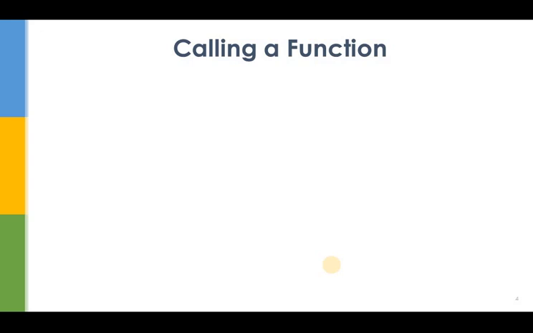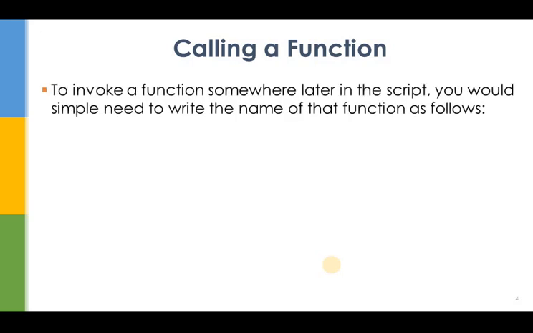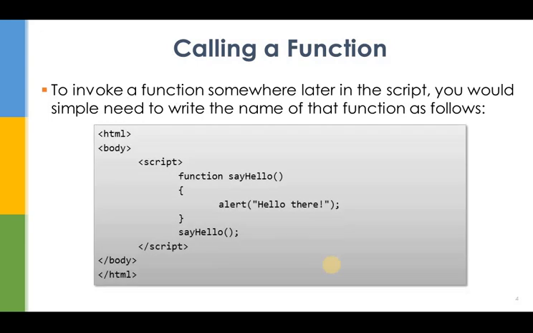Now you want to call the function, so how can you do that? To invoke a function somewhere later in the script, you would simply need to write the name of the function as follows. For example, you have just defined a function named say hello. So how can you call it? It's just simple, just call it by name. Over here you can see that this is my function definition, and now at this line I am calling it. How can I call it? Just the function name say hello followed by a semicolon. So this is how you can call a function.